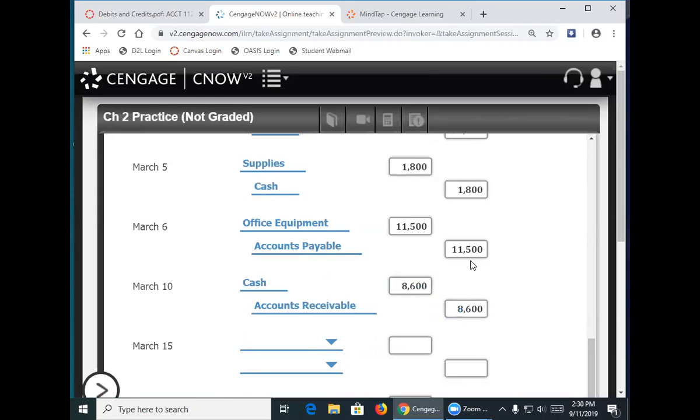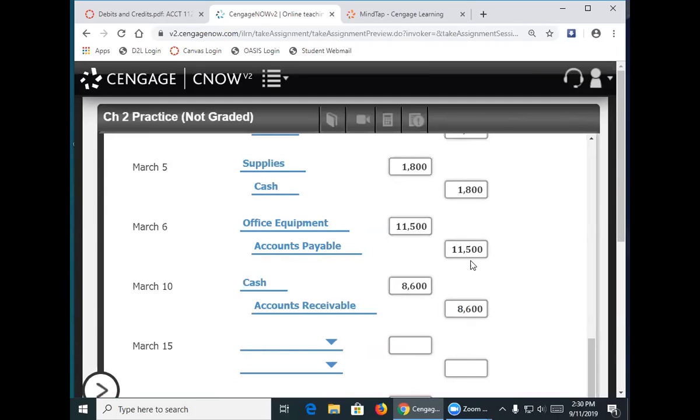So what they owe to us is now being subtracted out. So cash is debited, accounts receivable is credited. Any questions on that one? So we had performed the service at some previous time, and now they're just paying us.